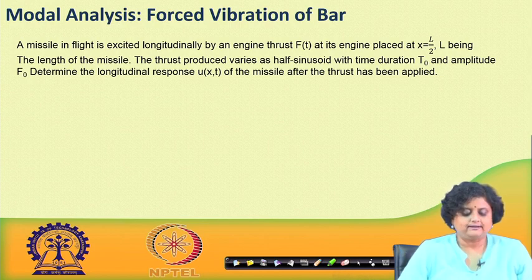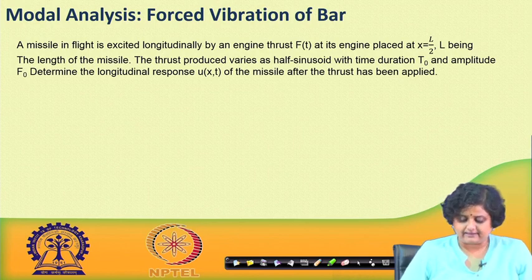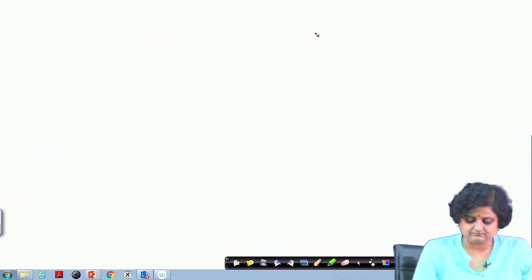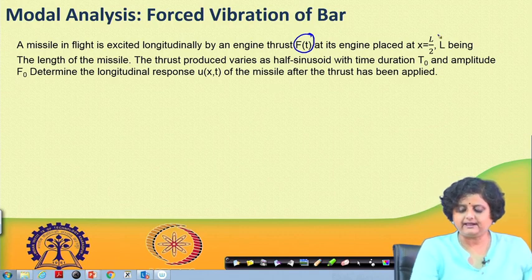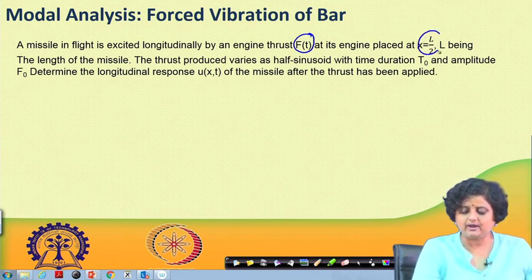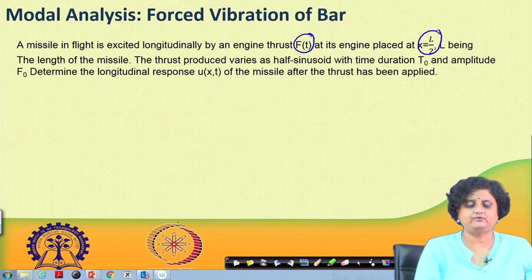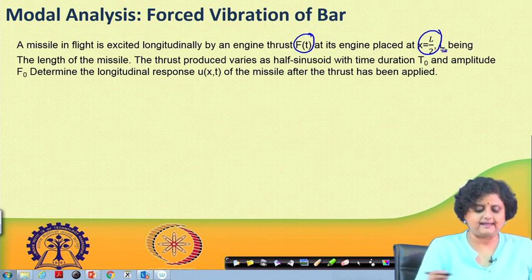So, let us consider this example where there is a missile which is in flight and it is excited by an engine thrust Ft. This Ft is acting at x equal to L by 2, because the engine is placed at the midpoint of the missile. So, the missile length is L.